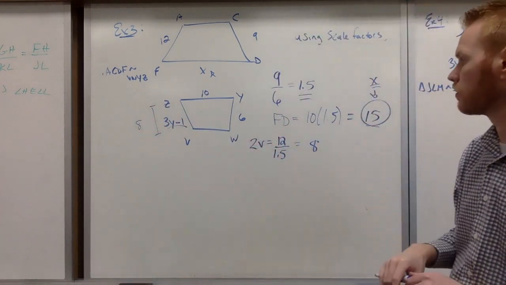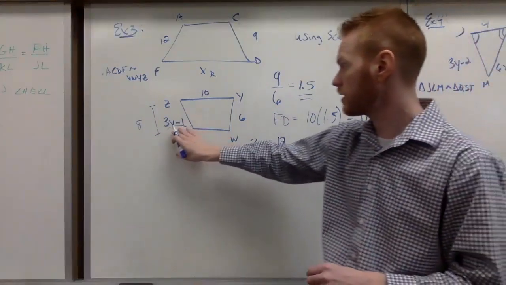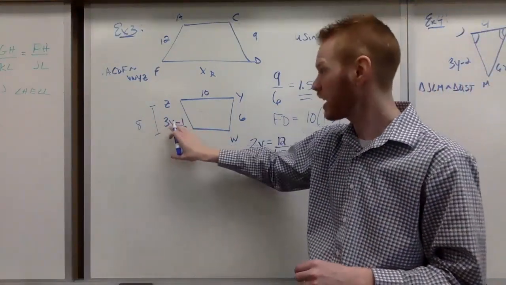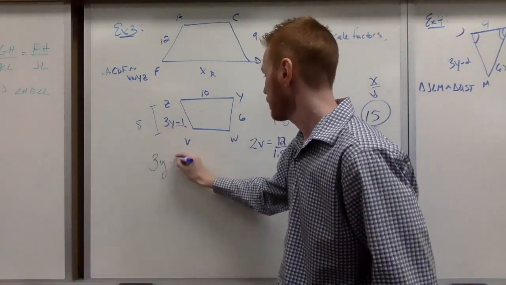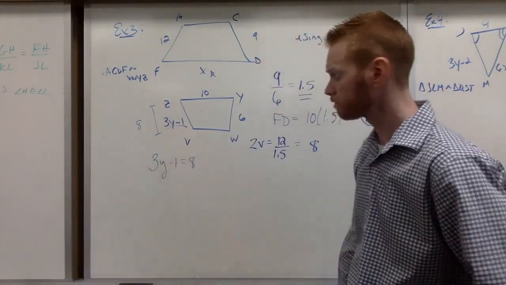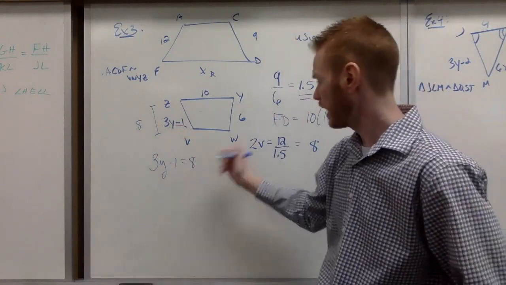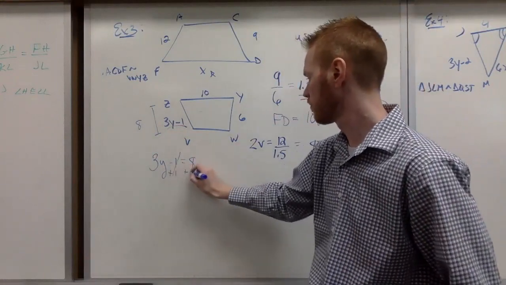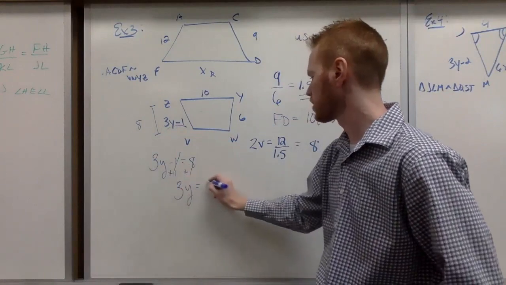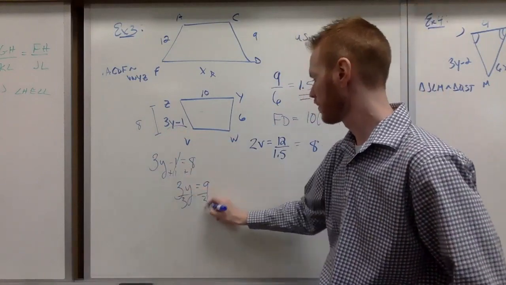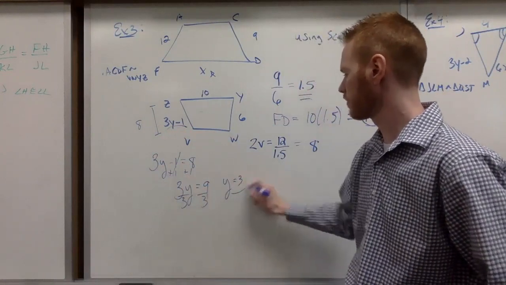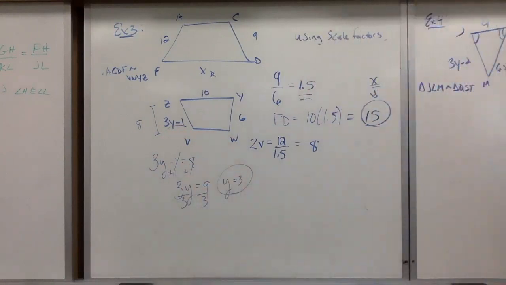Now what I'm going to do is set this guy equal to 8 because this guy adds up to be 8, right? And that can help me find y. 3y minus 1 equals 8. And now I'm just going to solve it. Add 1 to the other side. I get 3y equals 9. And then divide both sides by 3. I get y to be 3. My final answer.